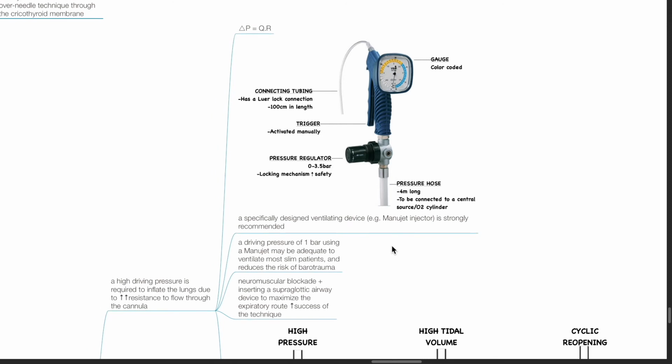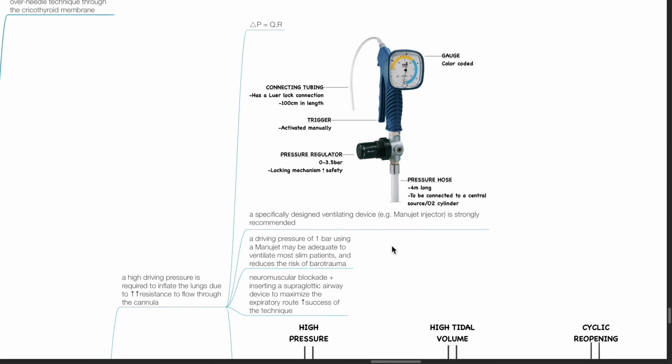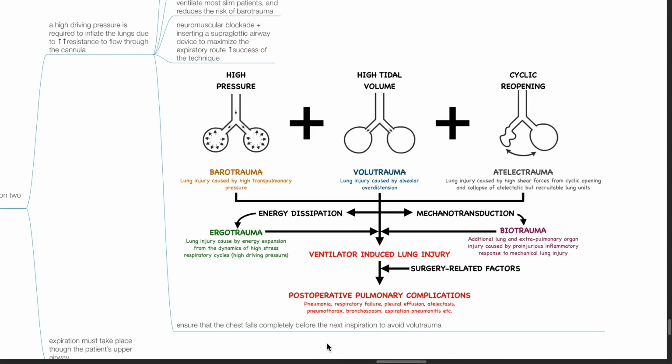A driving pressure of 1 bar using a ManuJet may be adequate to ventilate most slim patients, and this reduces the risk of barotrauma. Neuromuscular blockade and inserting a supraglottic airway device to maximize the expiratory route increases the success of the technique. Ensure that the chest falls completely before the next inspiration to avoid volutrauma.